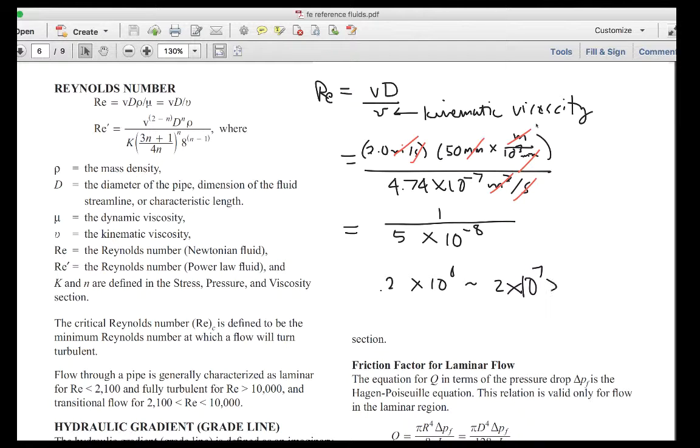That is much, much bigger than the boundary condition that when the Reynolds number is greater than 10,000, it is fully turbulent flow. So this tells us that the flow is fully turbulent.